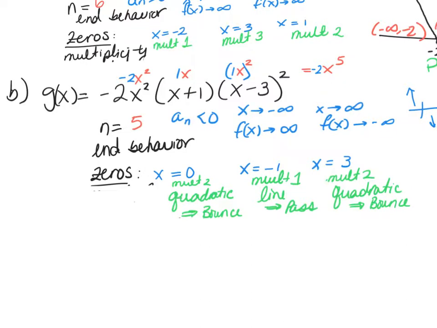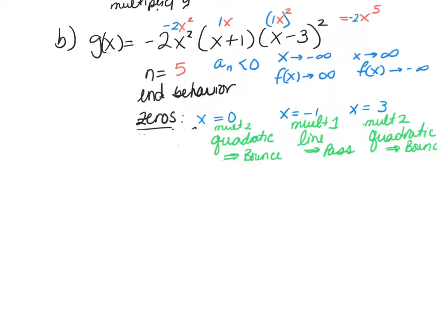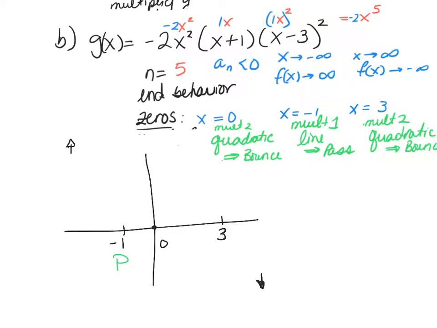Okay, so now let's bring this all together. I know when x goes to negative infinity, I expect to have started up in positive infinity. As x goes to positive infinity, I expect to go down to negative infinity. Put my zeros on there, so negative 1, 0, and 3. At negative 1, what do I expect to happen? I'm going to pass like a line. At 0, do I expect to touch or bounce or pass? So I'm going to bounce there. And at 3, what do I expect to happen?